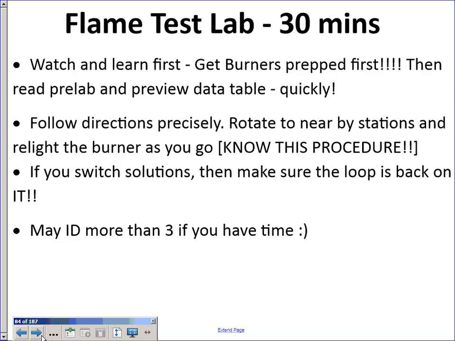I'm going to cut the lights down a little bit so you can see.